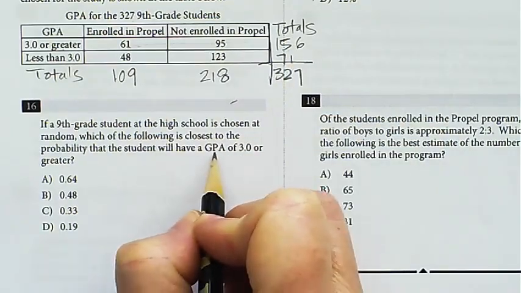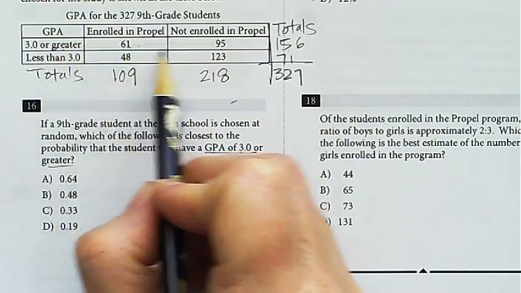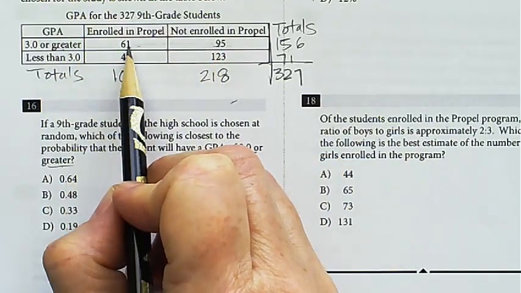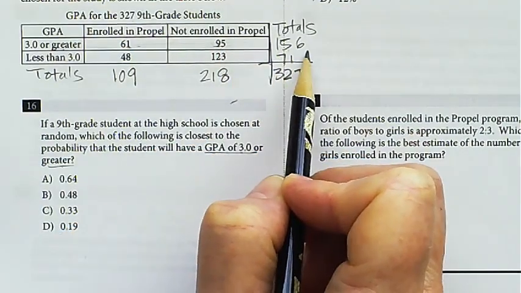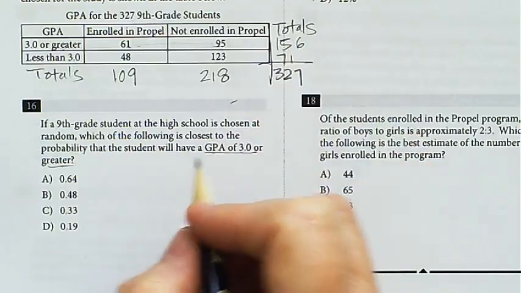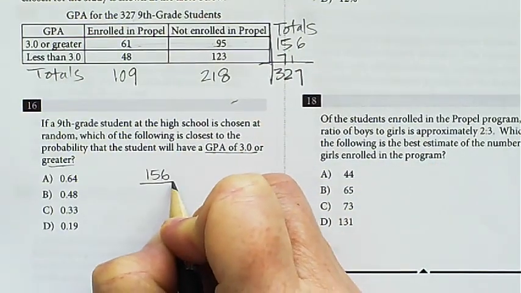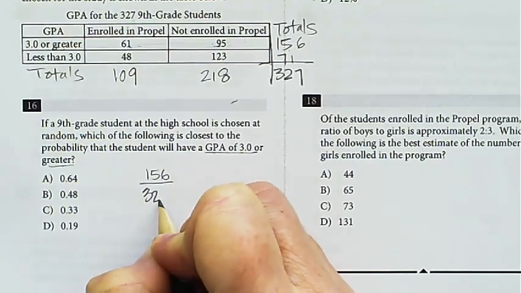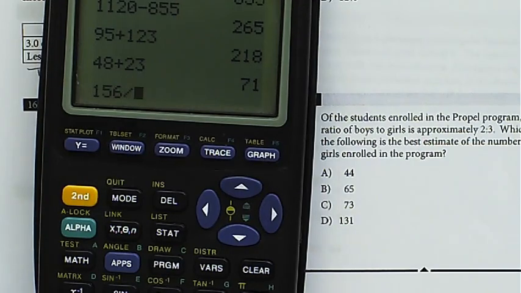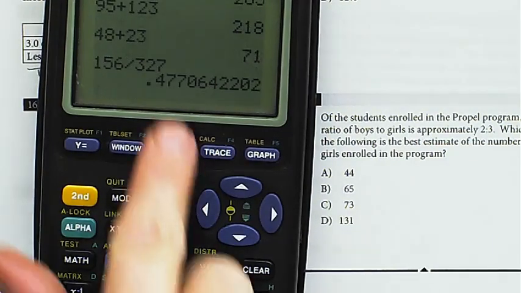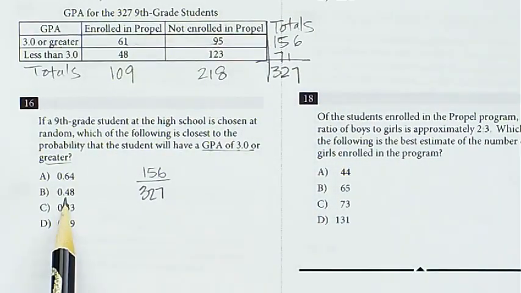So the probability that the student will have a GPA of 3.0 or greater, that would be these students here, whether they're in the program or not in the program. The 156 students have a GPA of 3.0 or greater. So 156 out of the total 327. So about 48%. So B.